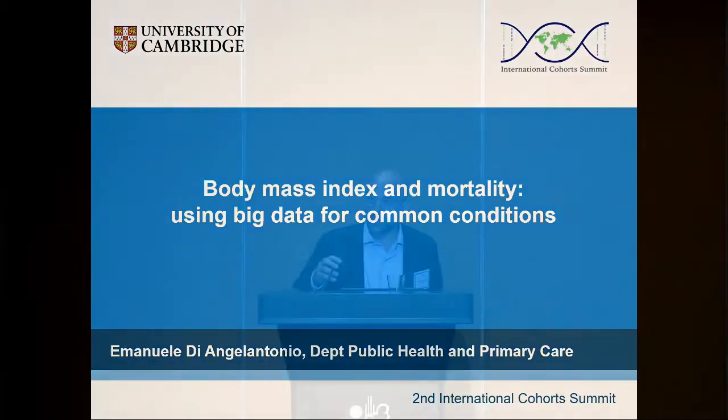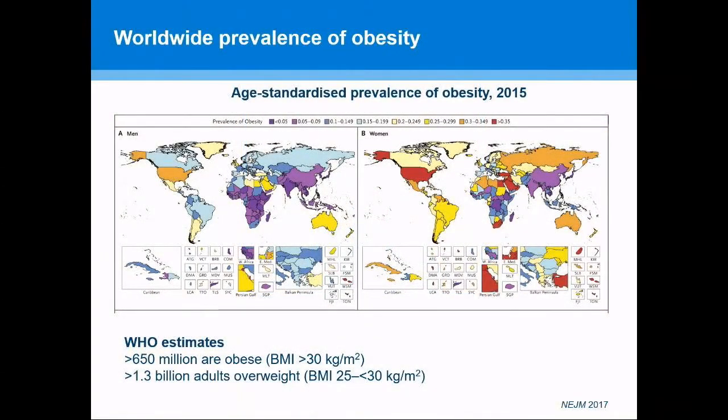Talking about common conditions and common exposures, I really want to talk about BMI, body mass index, and obesity, which are very common around the world, and mortality, one of the most common outcomes that we have. We all know about the prevalence of obesity and overweight across the globe. This is data from the Global Burden of Disease published in 2017, showing how the prevalence of obesity is quite high in many countries, especially Western countries, but there is also growth in obesity and overweight in many low- and middle-income countries.